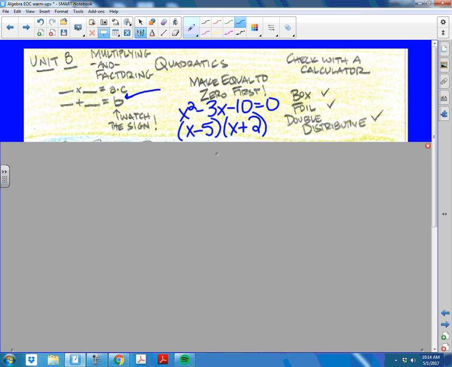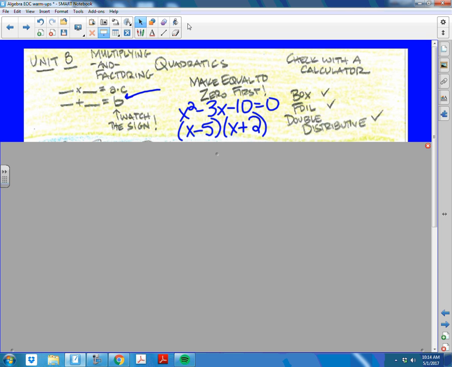And remember, you can use the box, you can use the FOIL, or you can use double distributive to factor. No problem. When you multiply, I would use the box method. You can use FOIL also, but you know. Always check with a calculator. Always, always, always.